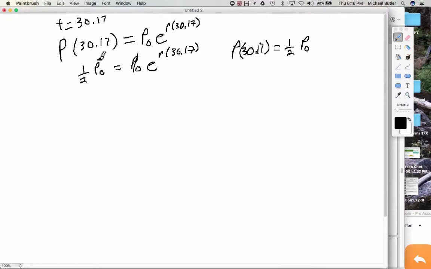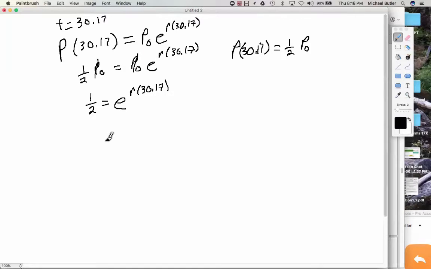And then divide out both sides by P sub 0. That drops out, and you get 1/2 is equal to e to the r times 30.17. And I got to admit, when I took this class, I always went through what I'm showing you on this board every time, because it just made more sense to me. So you can do it either way. You can just recognize that you're talking about half-life, and so you're always going to have that 1/2 over there, or you can go through the work that I just did and get it to this point.